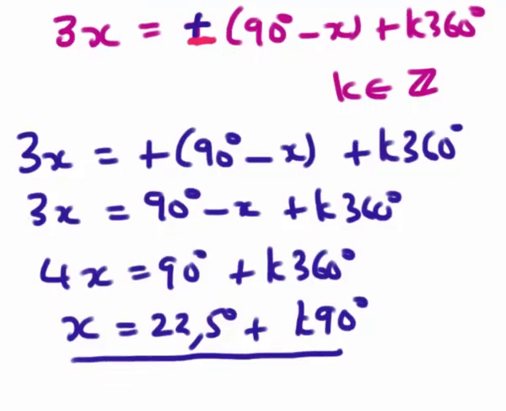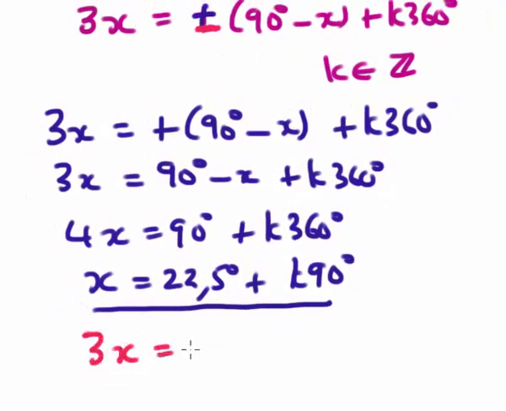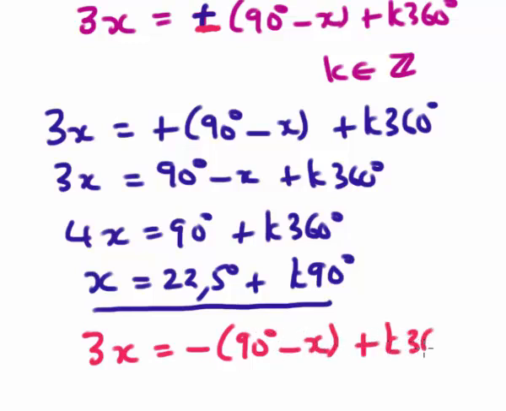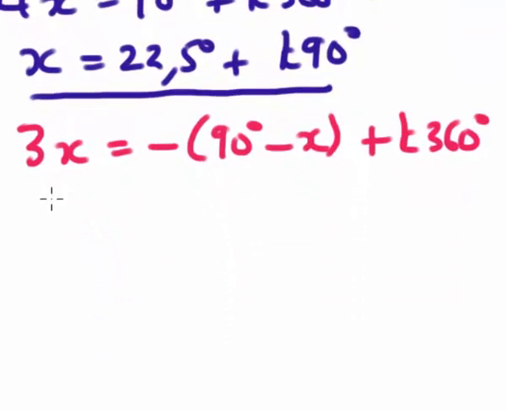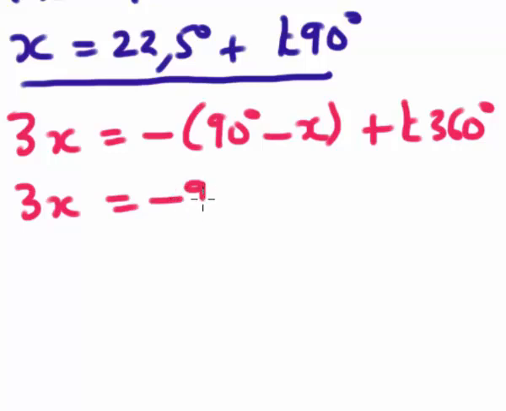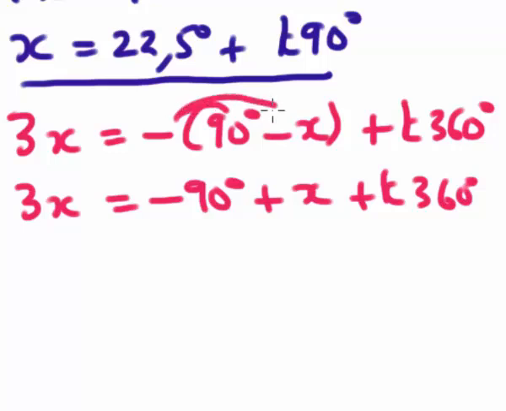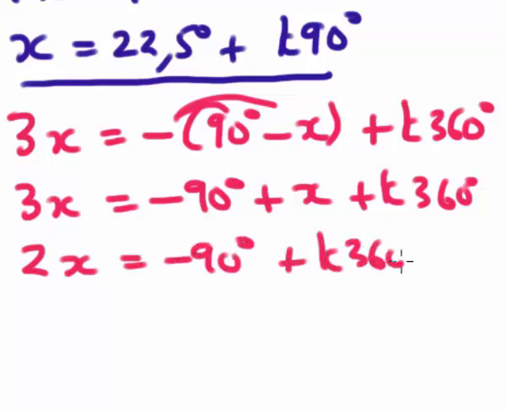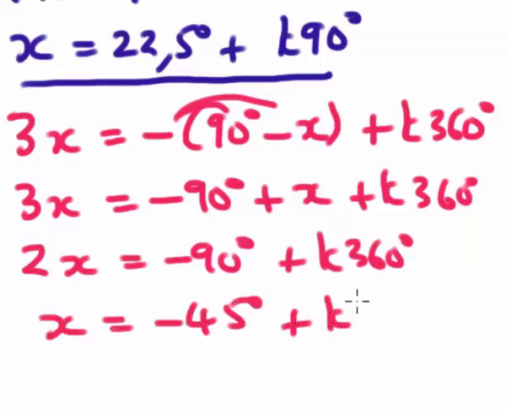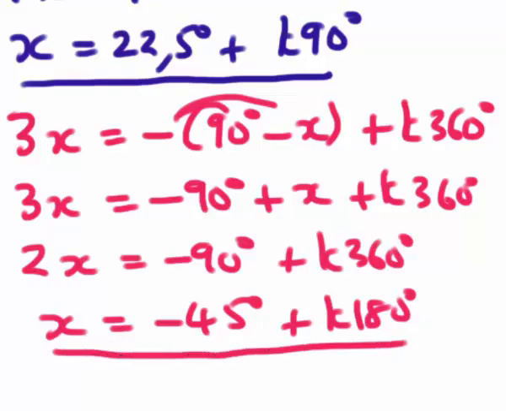Okay, so what does this say here? 3x, now careful, 3x is negative (90 minus x) in brackets plus k 360. Don't forget the brackets here, it's the negative, and then 90 minus x. So what does that give us? 3x is negative 90 plus x plus k 360 if you multiply in. Bring the x to the left, so 3x minus x is 2x is negative 90 plus k 360. Divide everyone by 2, x will be negative 45 plus k 180, and there's your second general solution.